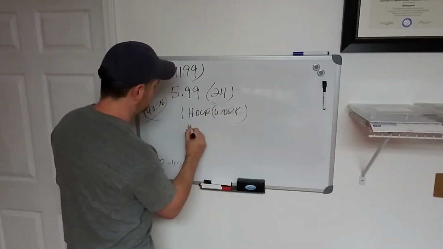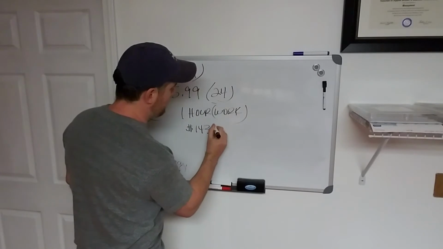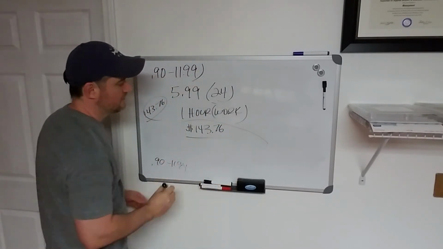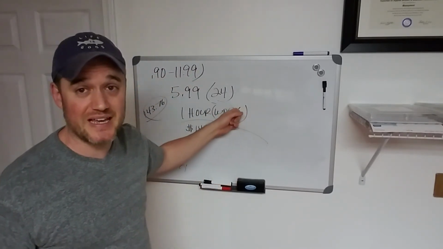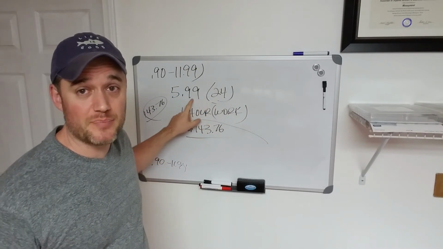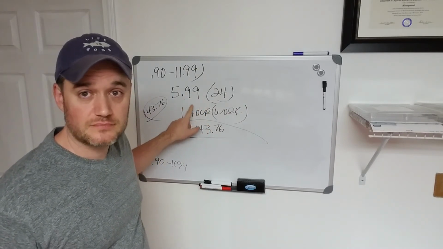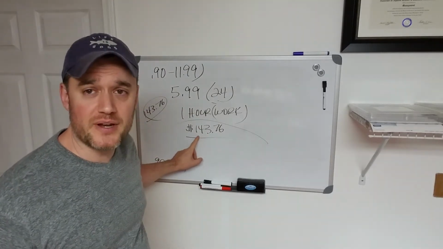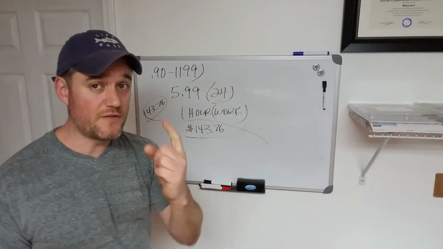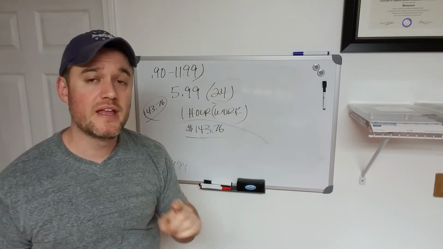$143. That is my profit for selling 24 bags of candy, making $5.99 profit. There it is. Okay, $5.99, right? I make $143 an hour. That's off of one product, okay?